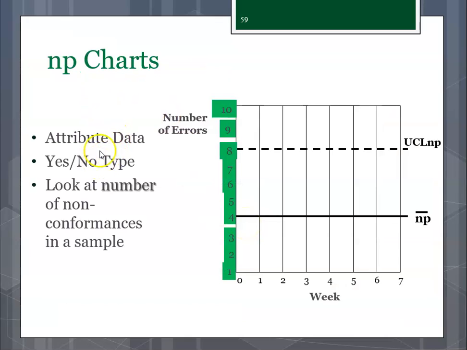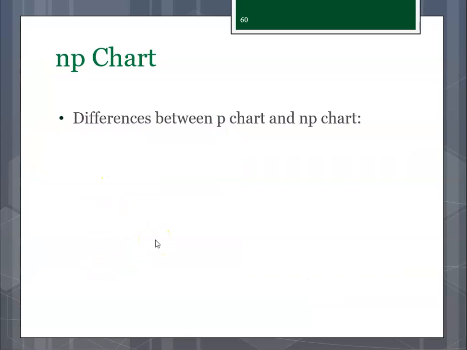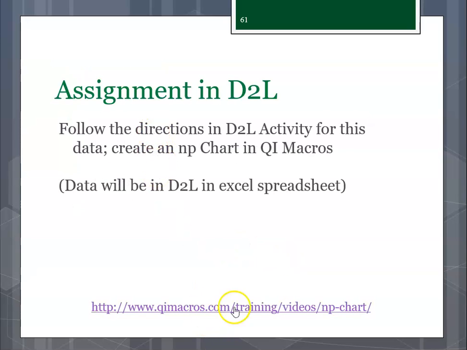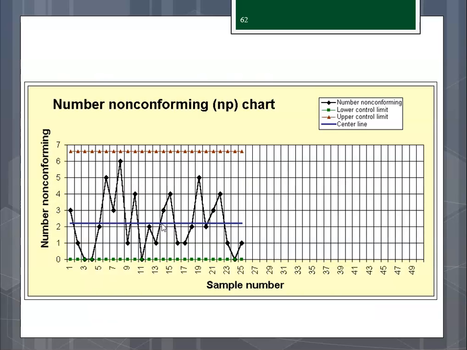Now the NP chart you're going to create, again, attribute data, yes or no. You look at the number of non-conformances in the sample, and they give you the data in this Excel spreadsheet. It tells you how many non-conformances you have. So the difference between the P chart and the NP chart: the sample size must be constant for an NP chart. It uses the number rather than a fraction or a percent of defectives, and the calculation of the control limits is different. And again, all done by Excel. Here's another one on creating an NP chart. Follow the directions in D2L for this. So that's the second of the charts you'll be making.